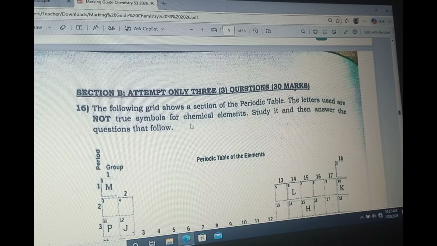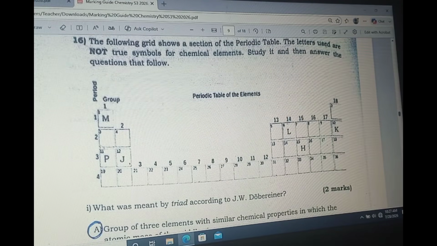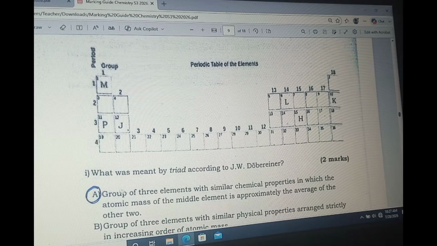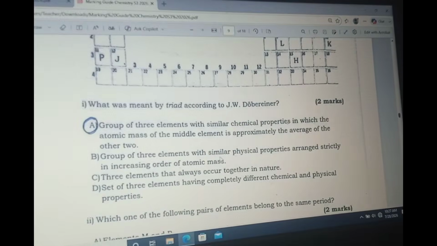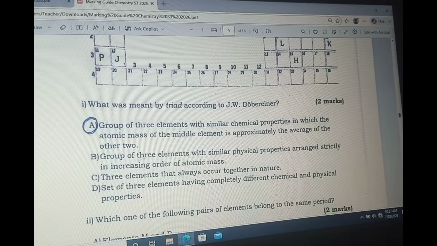The following grid shows a section of the periodic table. The letters used are not the true symbols for the chemical elements studied. Answer the questions that follow. This is the periodic table. What is the meaning of a triad according to Döbereiner? A group of three elements with similar chemical properties in which the atomic mass of the middle element is approximately the average of the other two. Okay, this is the best answer.